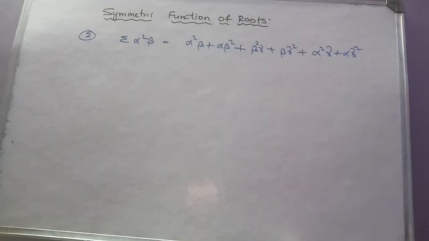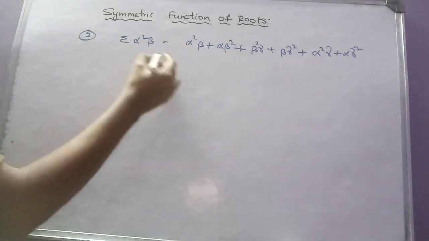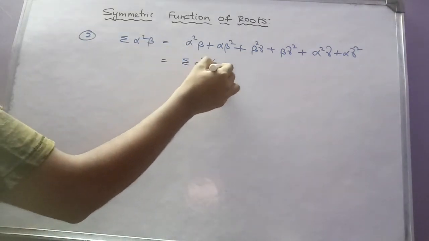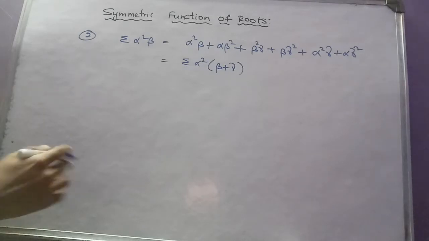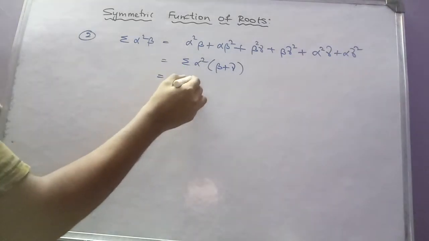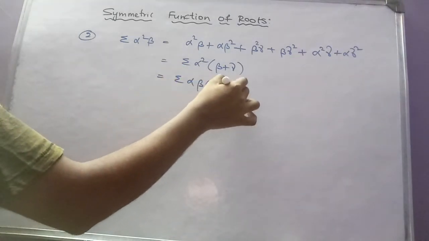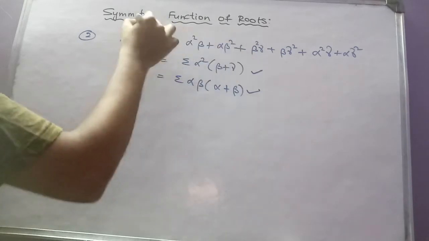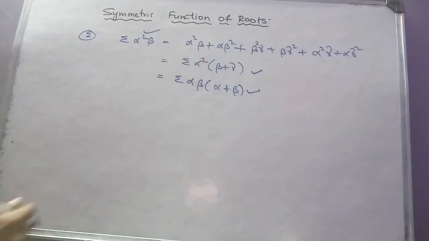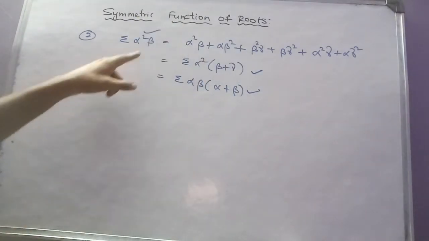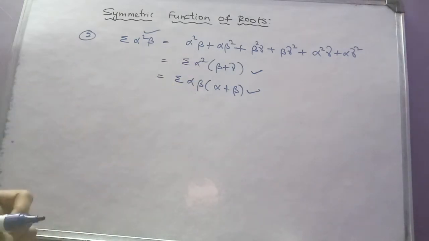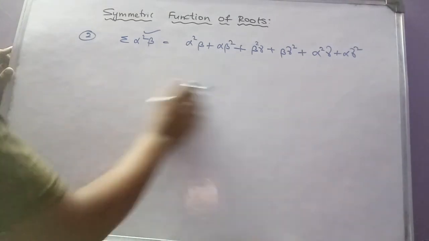Okay. So sometimes they'll write the same thing as sigma alpha square into beta plus gamma, or sometimes they'll write the same thing as sigma alpha beta into alpha plus beta. This and this all represent the same thing. Remember this. You have to understand this. Okay now, so let us solve them.